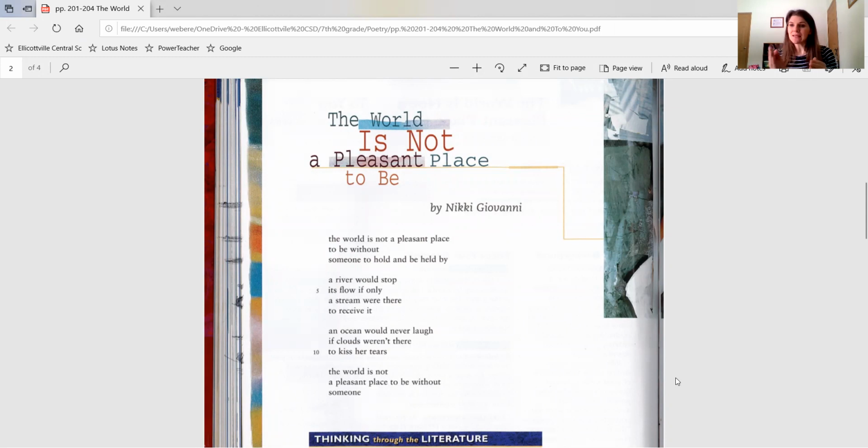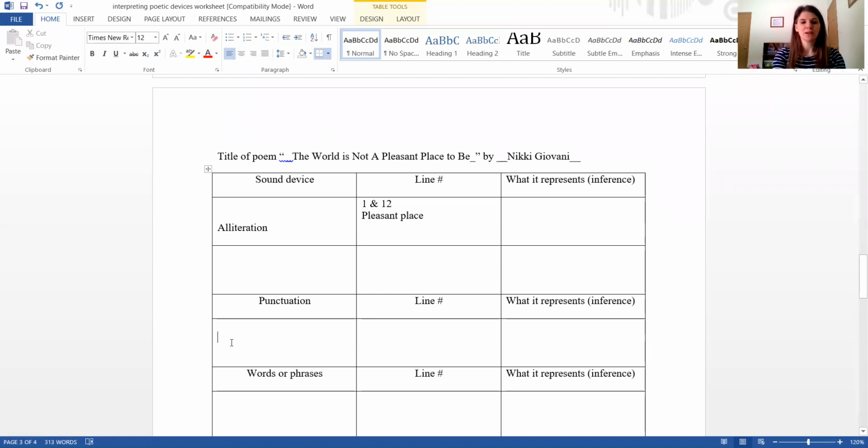So by continuing to read those lines, you get the whole meaning of the stanza, not just that negative at the beginning. All right, so let's go back to your chart. And we're going to fill in punctuation, and we'll simply put, there isn't any punctuation in the entire poem. And then this last inference, why? Why do you think the poet left out punctuation, and there is no punctuation in the poem?